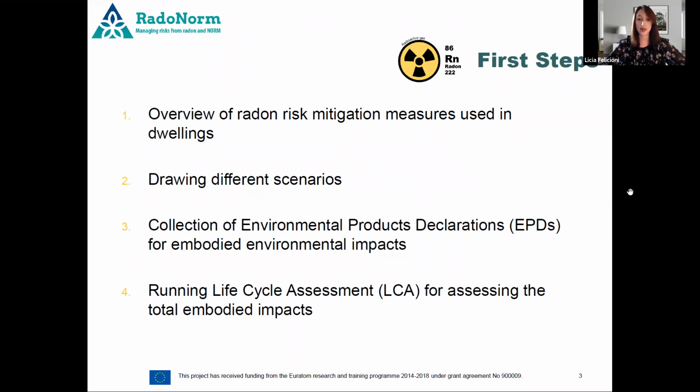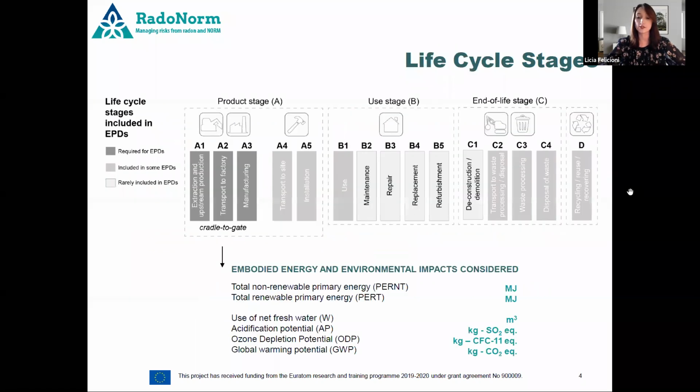And the last step was using these environmental product declarations and their environmental impact to run the life cycle assessment. The life cycle assessment is a methodology used worldwide for assessing the total embodied impacts of certain products, building components and material, but also in general for buildings. As I just mentioned, life cycle assessment is composed of life cycle stages that run from the product stage to the end of life stages up to the recycling phase.